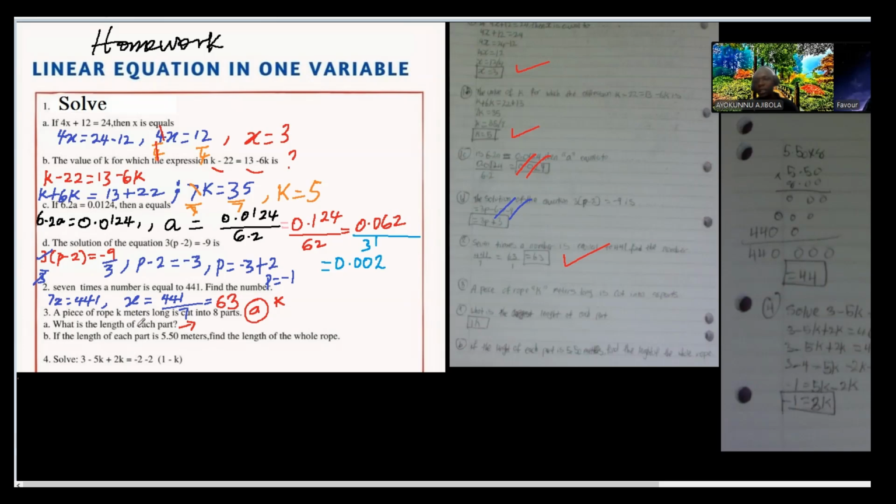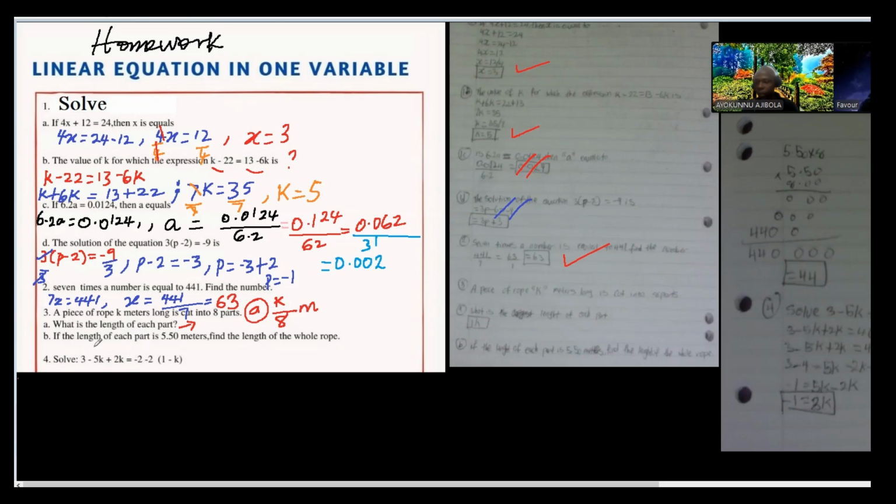If the total is k, will each part also be k? No, there will be a fraction of k. Yes, so that is why it is 1/8 of k, in meters. Is that clear? Yes. Then, if the length of each part is now 5.50 meters, find the length of the whole rope.